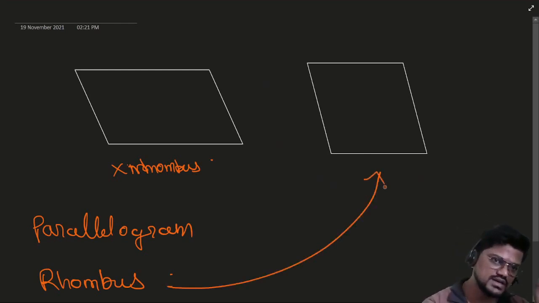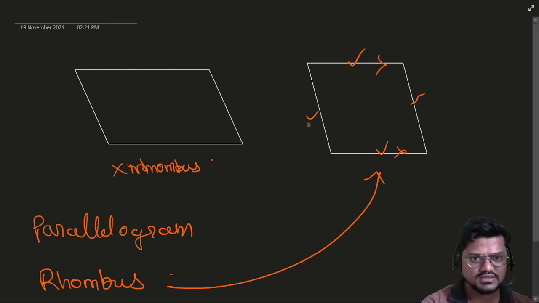But if I want to say whether it is a parallelogram, what are the conditions for a parallelogram? Opposite sides have to be equal. Yes, this is equal to this and this is equal to this. Also, for a parallelogram, opposite sides have to be parallel. Yes, this is parallel to this and this is parallel to this. The condition is satisfied, no?